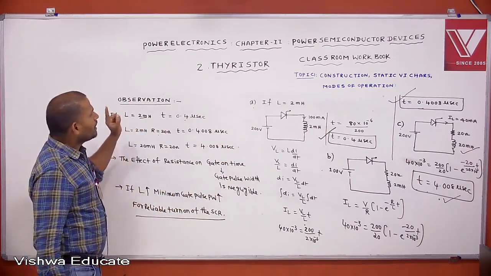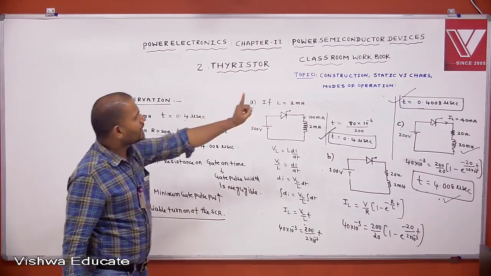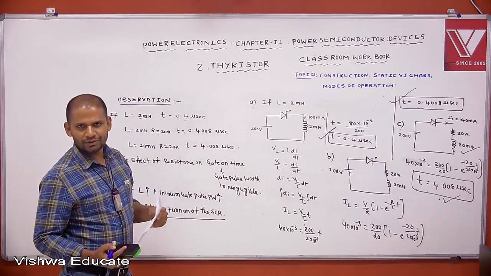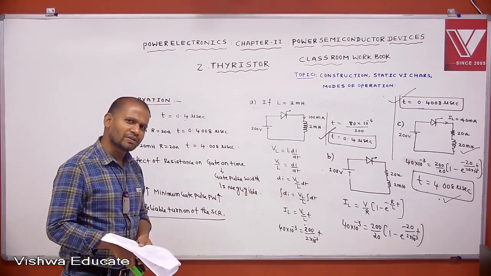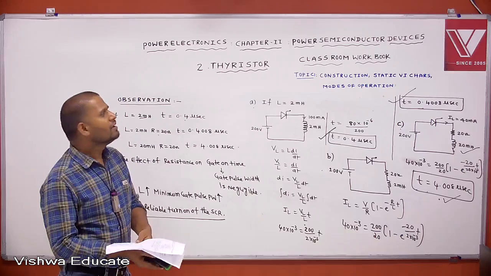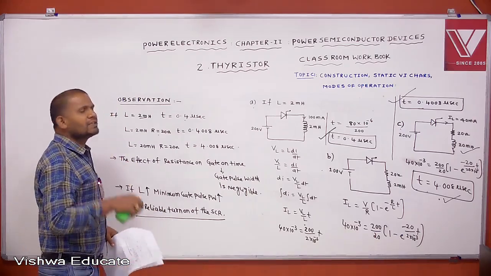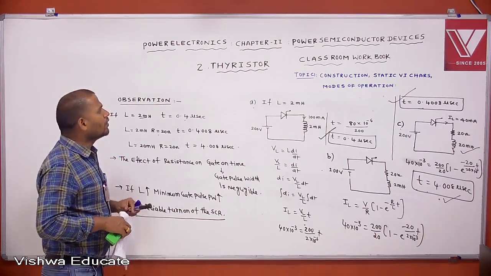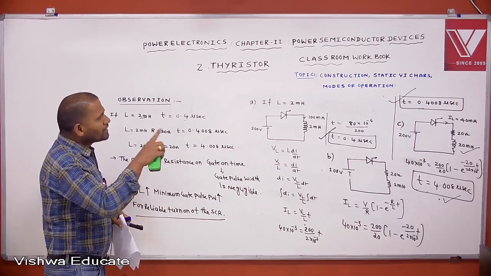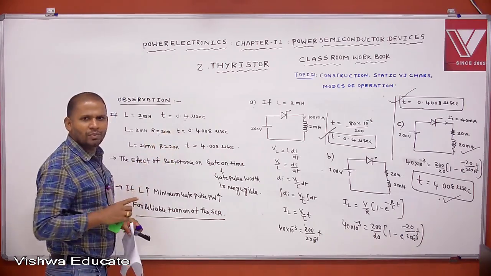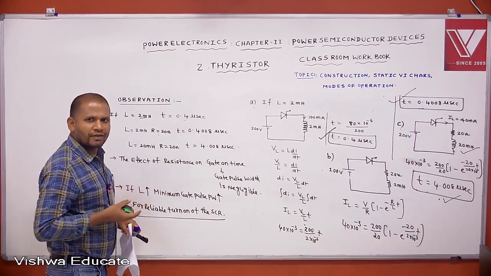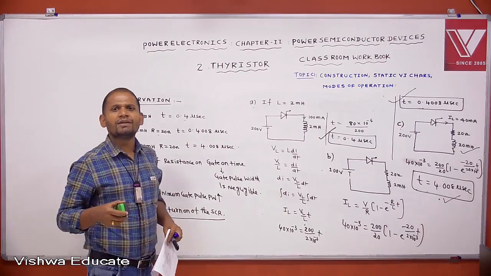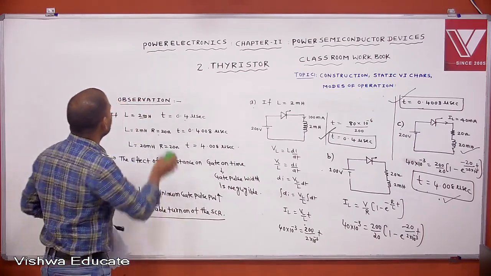This was about one concept based on construction, static VI characteristics and modes of operation. This model of questions is important. All these models have already been framed in competitive exams, either GATE or IES. Then in thyristor itself, we go for another concept. After construction, static VI characteristics and modes of operation, the next concept in the case of thyristor is what the different turn-on methods of SCR are.